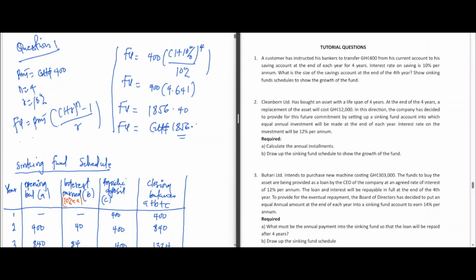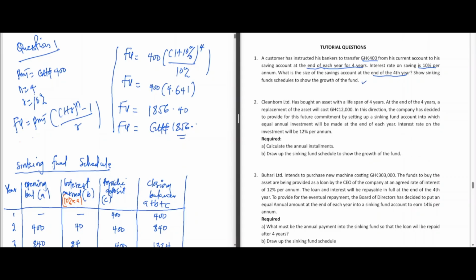A customer has instructed his bankers to transfer 400 Ghana cedis from his current account to his savings account at the end of each year for 4 years. Interest rate on savings is 10% per annum. What is the size of the savings account at the end of the 4th year? Show a sinking fund schedule to show the growth of the fund.